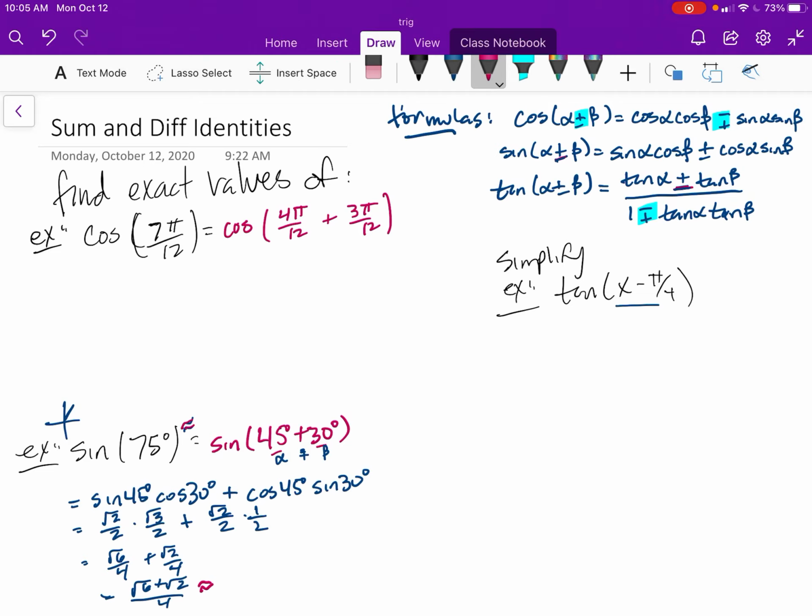Now 4 pi over 12 isn't on the unit circle the way it's written, but this is equivalent to pi over 3, right? And this is equivalent to pi over 4. So both of those are on the unit circle. And again, you could have gone to degrees. This actually would have been 105, I believe, and there's a 60 and a 45.